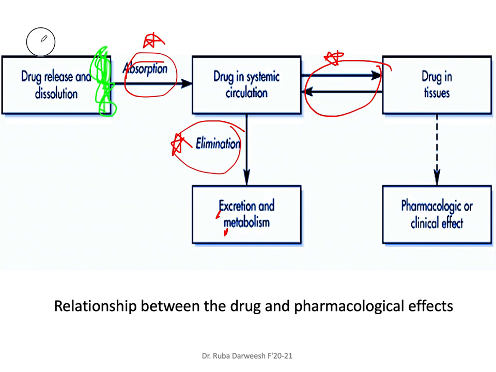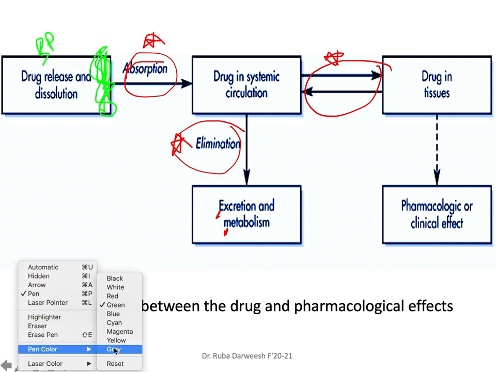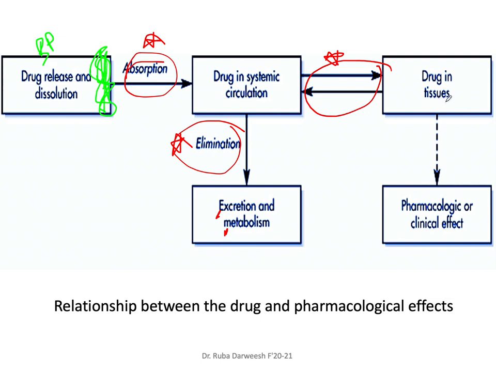So in here, we are talking about the relationship of the concentration of the drug at the site of action, let's consider it the tissue or organs, and whatever pharmacological or clinical effect we have. Then we are talking about the pharmacodynamics of the drug. So we have biopharmaceutics, we have pharmacokinetics, and we have pharmacodynamics of the drug.